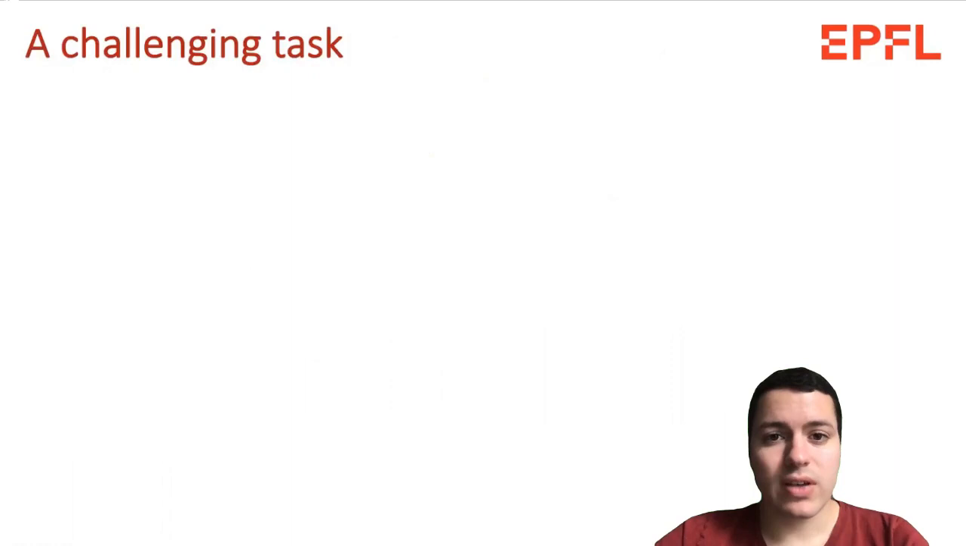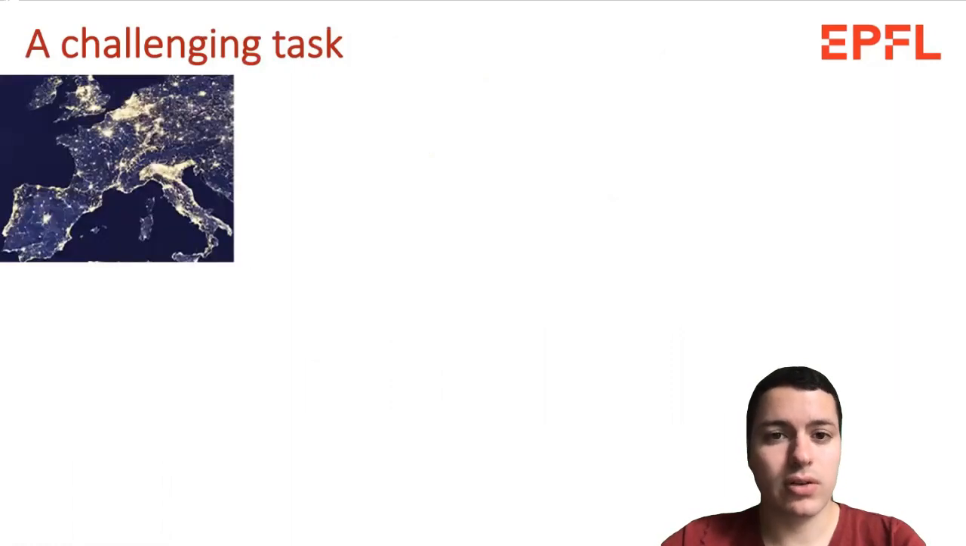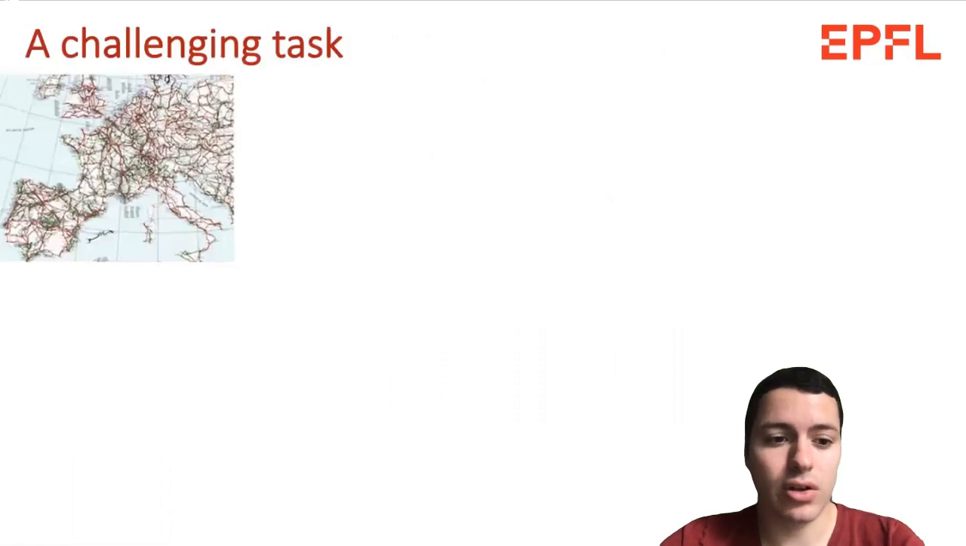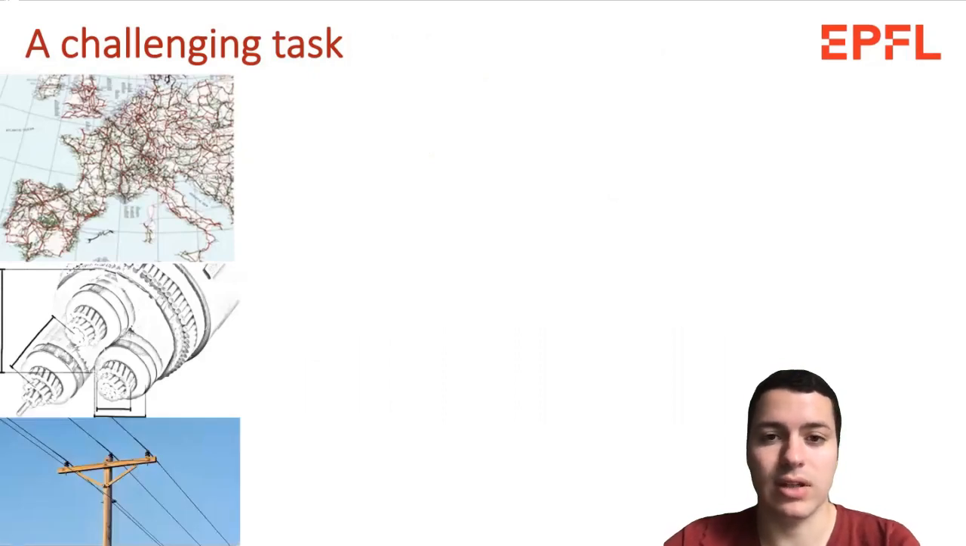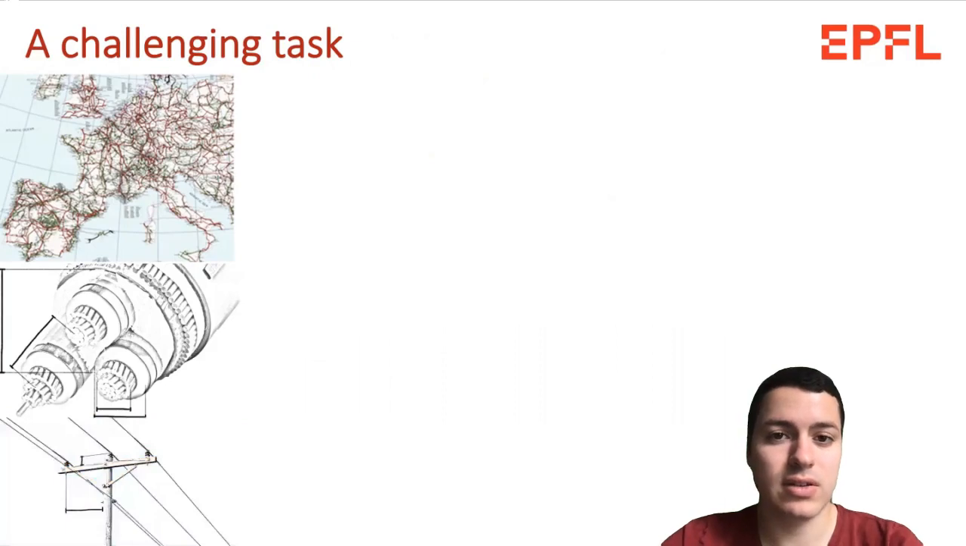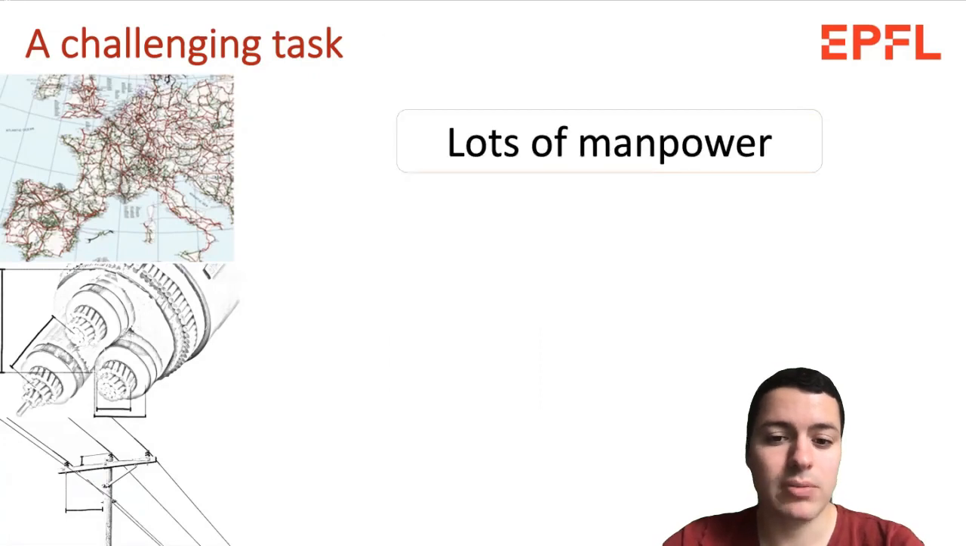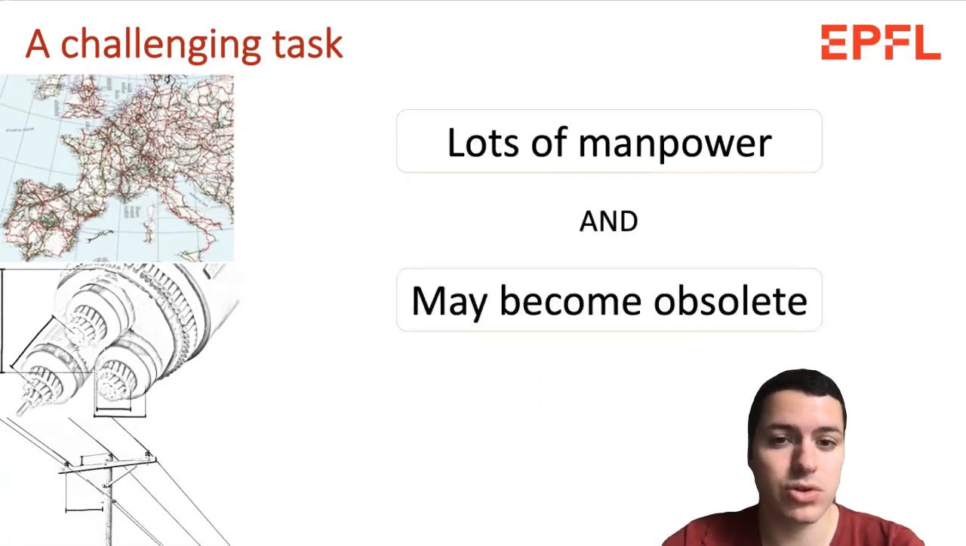Currently, it's quite a challenging task for distribution grids, as you need to know your network: the length of the lines, the conductor type, the diameter of the conductor, and the geometry of the lines, since it's generally three-phased. That means the distance between the power lines and how they're configured. This requires lots of manpower, and it may become obsolete if your distribution grid changes.